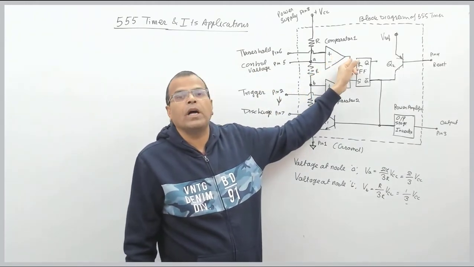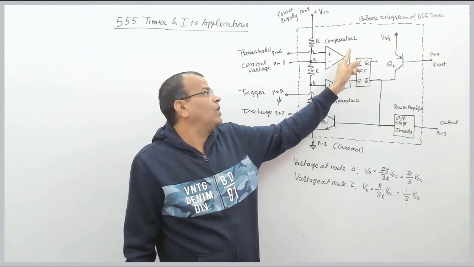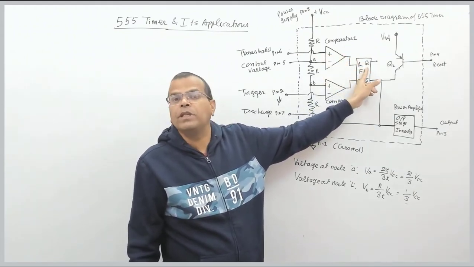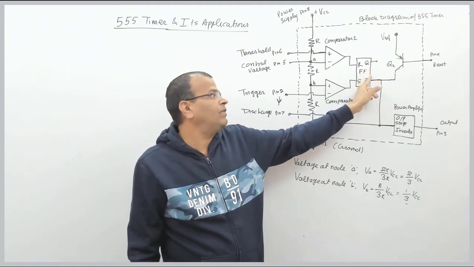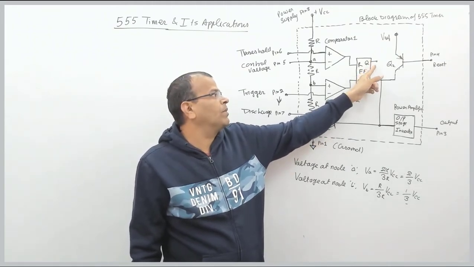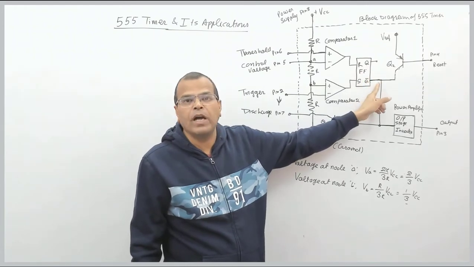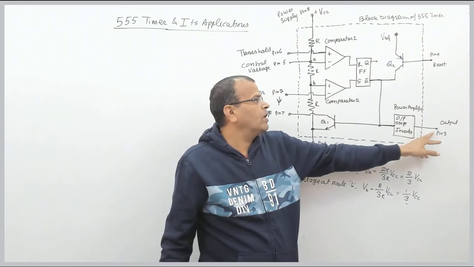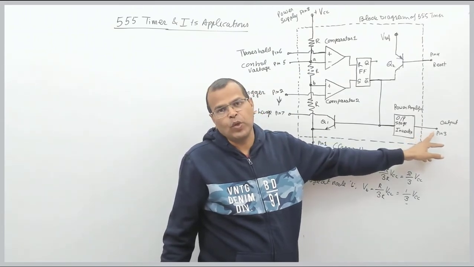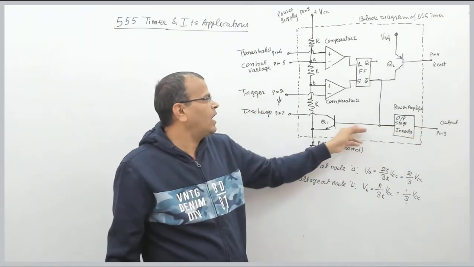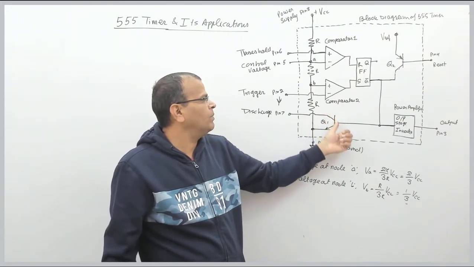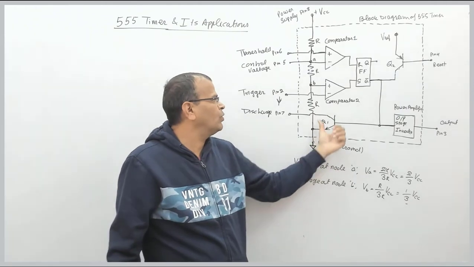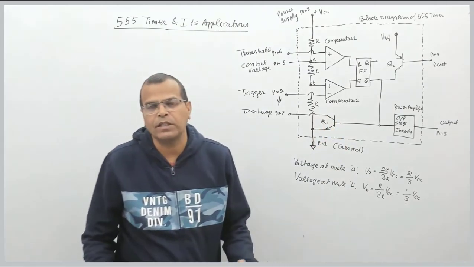the output of comparator 1 becomes high. And when output of comparator 1 is high, this flip-flop is reset. And when this flip-flop is reset, it means Q becomes low, Q bar becomes high. When output of flip-flop is high, output of the timer becomes low. And when this is high, this transistor is shorted, means it is saturated, and pin number 7 is connected to ground through this transistor Q1. That is the sequence of events.